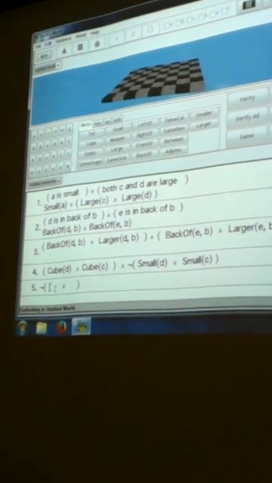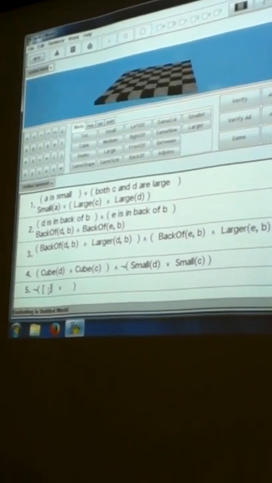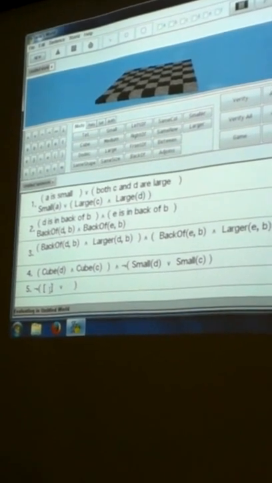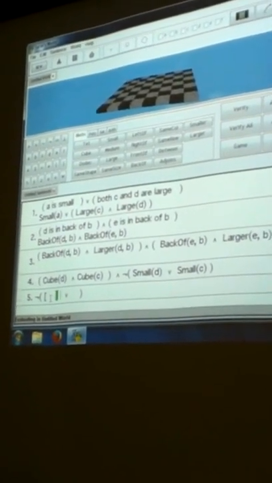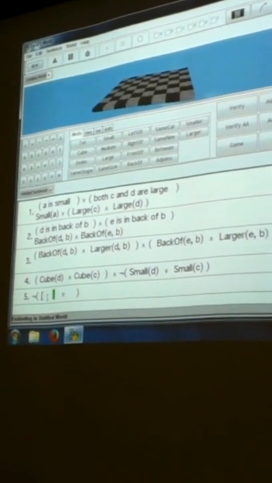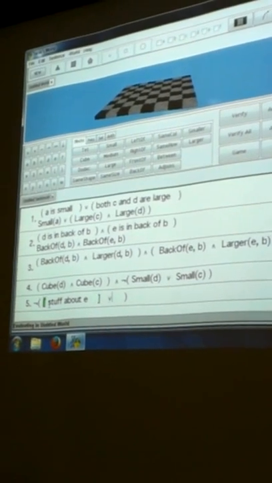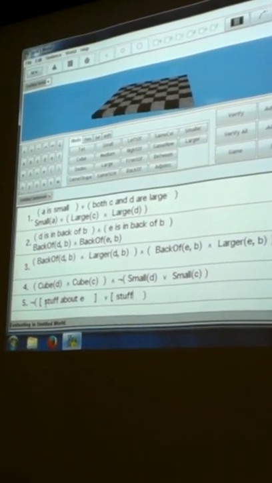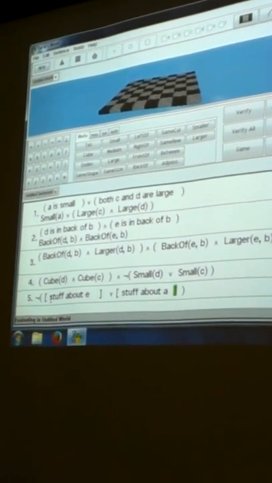So I'm going to put, everyone look up here, brackets. I type it in from the keyboard. Brackets are exactly the same as parentheses. They just help you to visually see better what matches what. So on the left side I'll put stuff about E, and on the other side, brackets, stuff about A. There you go. And that's basically it, I just have to fill it in now.